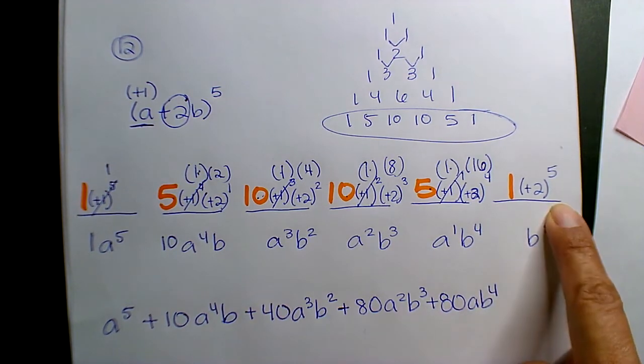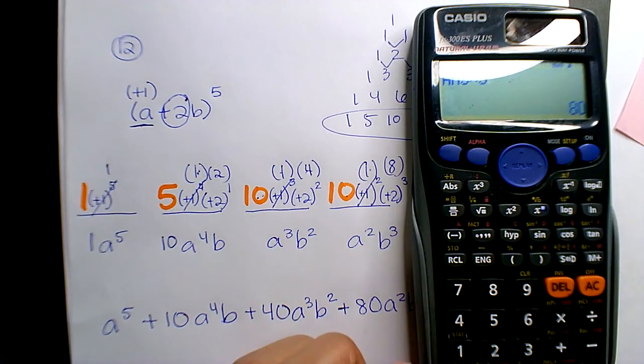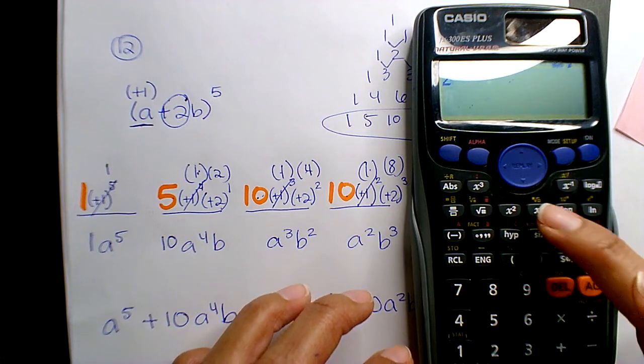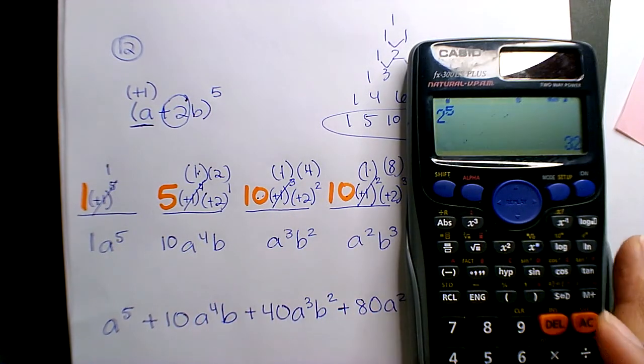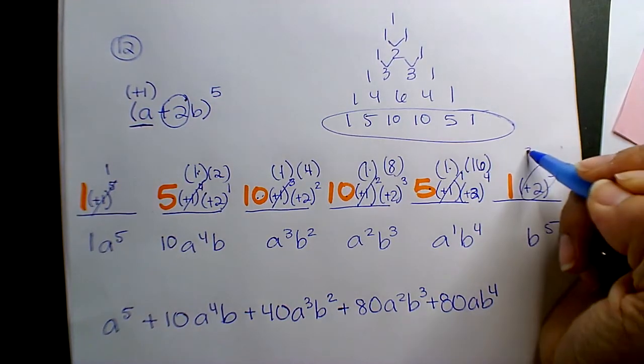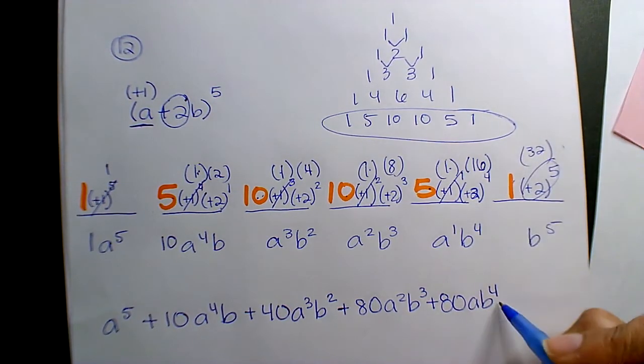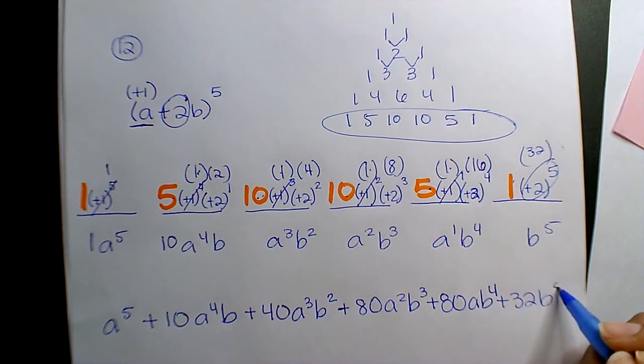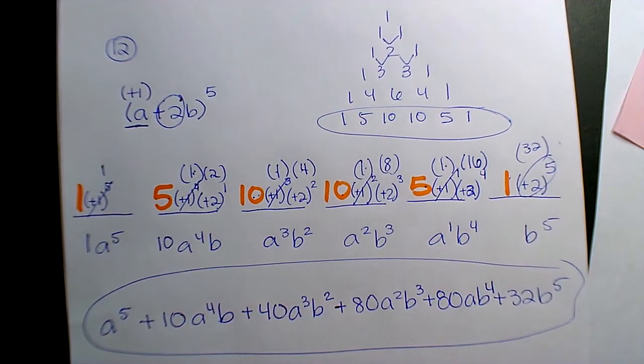And then what's 2 to the 5th? What am I doing? 32. And so this becomes 32. So 1 times 32 is 32 b to the 5th. And so this is your expansion.